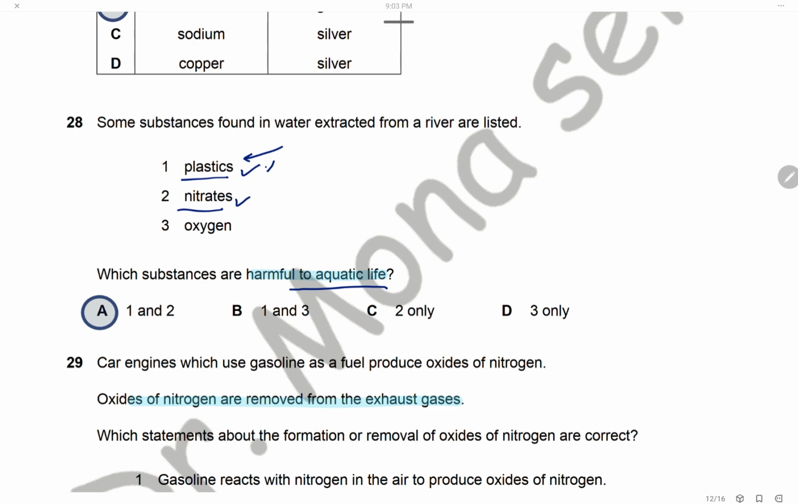Nitrates are harmful because nitrates increase the growth of algae on the surface of water, and this will block the sunlight. So the aquatic plants underwater will not be able to carry out photosynthesis and will not produce oxygen, and this will of course cause the death of aquatic animals and plants. So 1 and 2 are correct, and the answer is A.